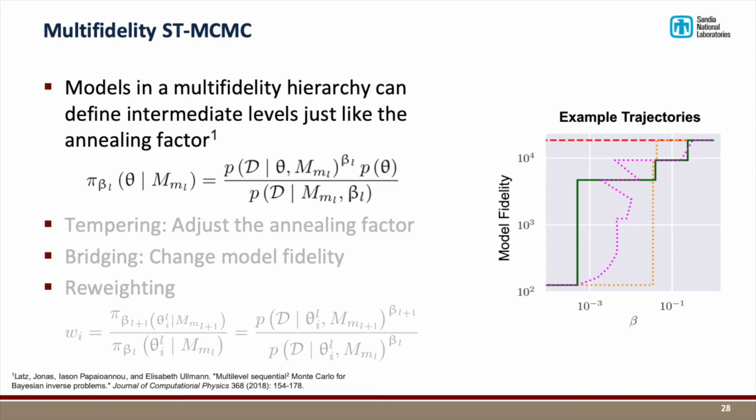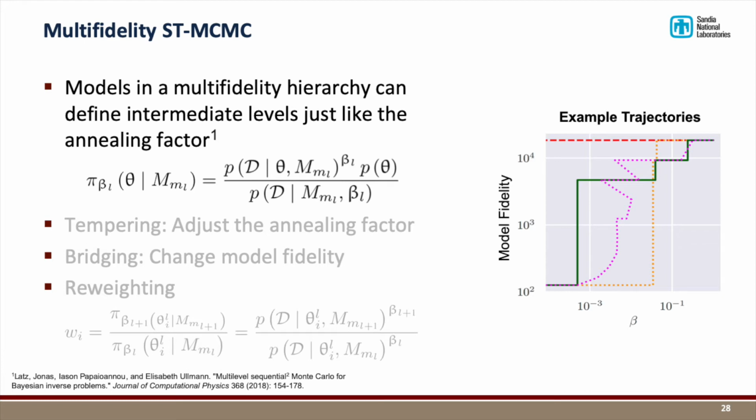We can now take this all further by integrating a multi-fidelity hierarchy into ST-MCMC. In this case, not only are we going to anneal to define the different levels, but we're going to change the model fidelity. Intuitively, for low annealing levels where you don't have much contribution from the data, a lower fidelity model should probably be sufficient. However, as you increase the annealing factor, you need to increase the model fidelity as you get to the full posterior. This approach has been taken in several other methods, such as the method of Latz et al., multi-level sequential Monte Carlo.